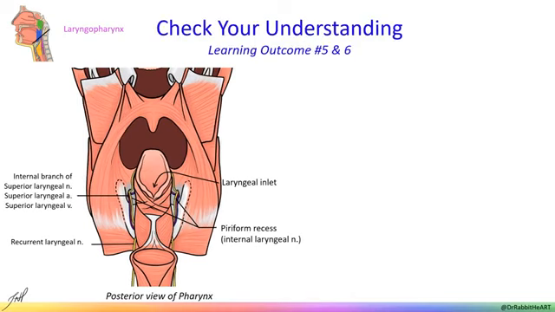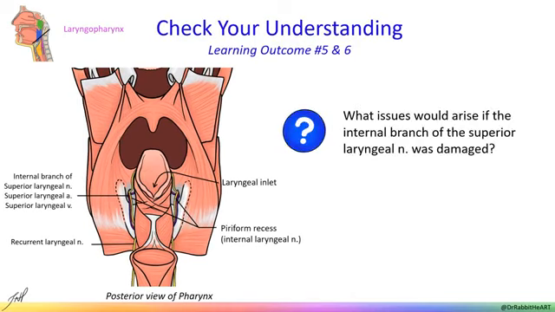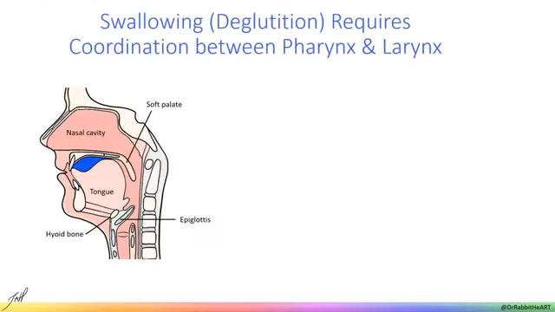So, say you did damage the internal laryngeal nerve. What would happen to your patient? This nerve innervates mucosa above the vocal folds, so damage to the nerve would then result in loss of sensation above the vocal folds. To wrap up, we will discuss the interplay between the pharynx and larynx during deglutition, also known as swallowing.